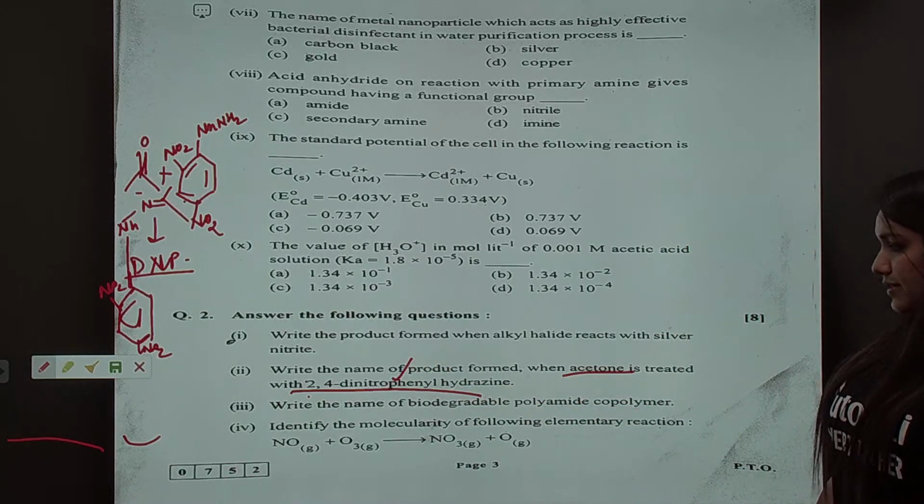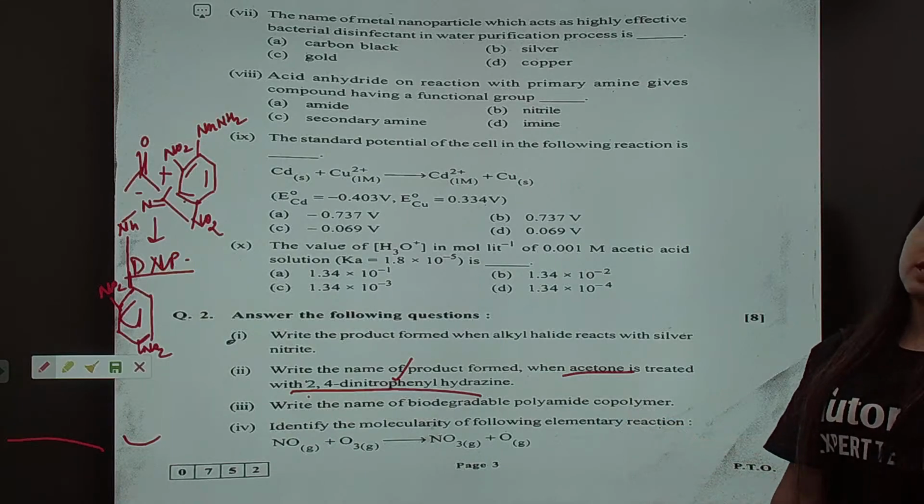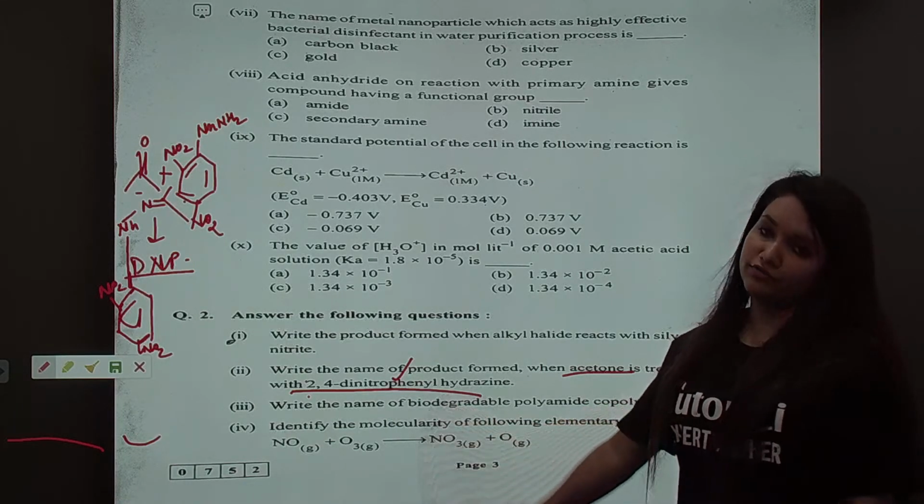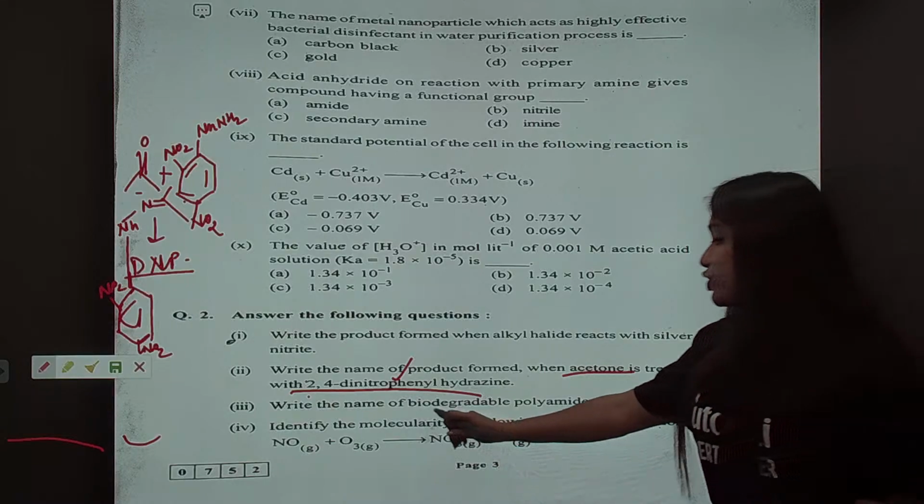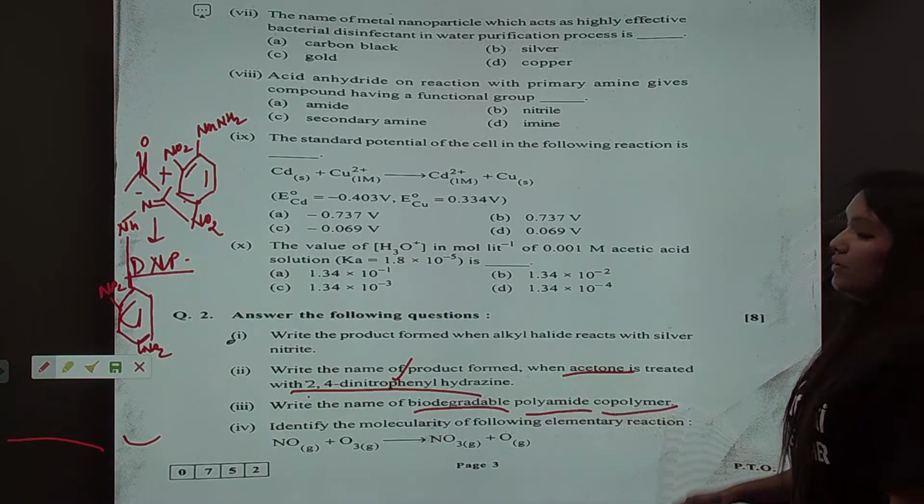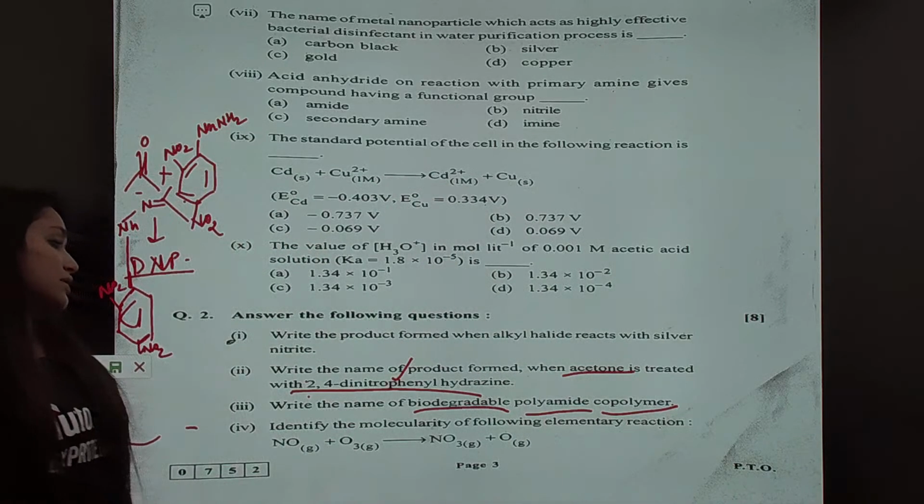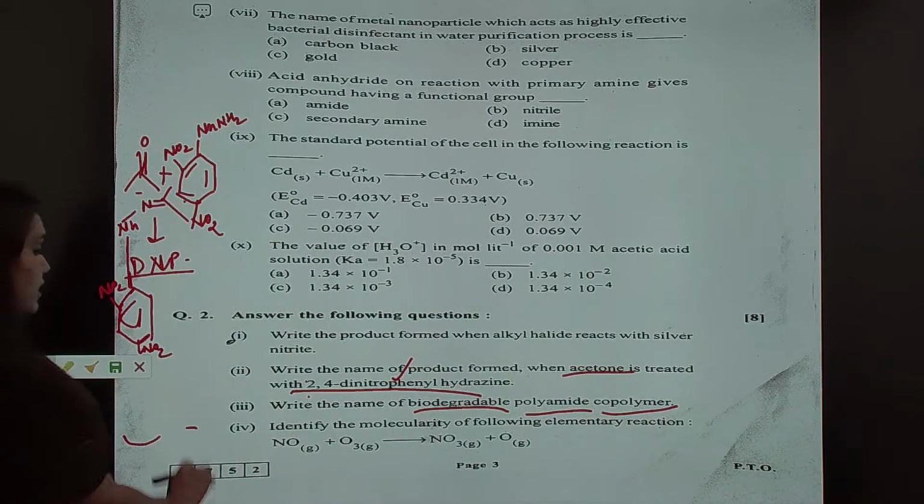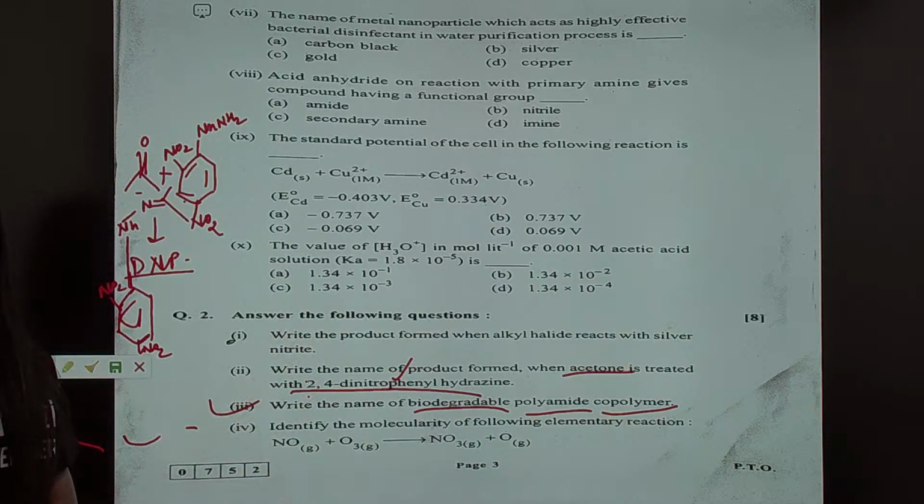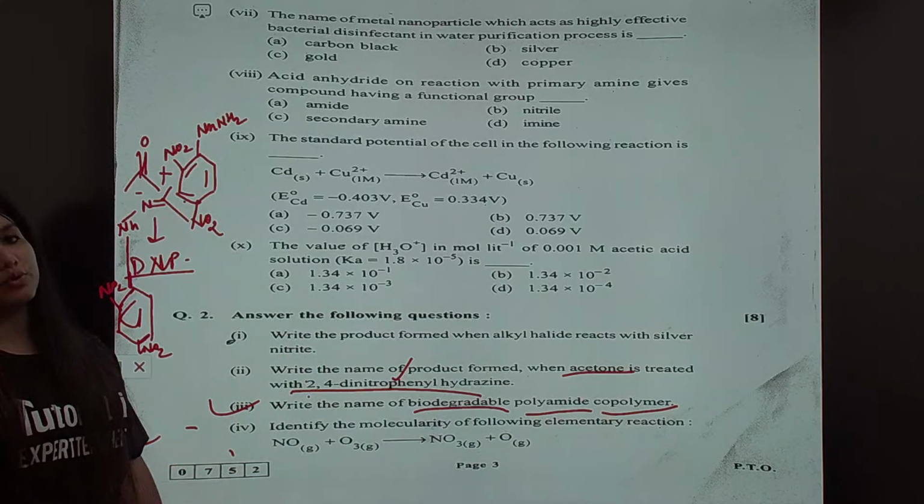Let's start with the next one. Very simple, the next one is, write the name of biodegradable polyamide copolymer. Very simple, nylon 2, nylon 6. That was the answer of question number 3. Let's move on to question number 4.